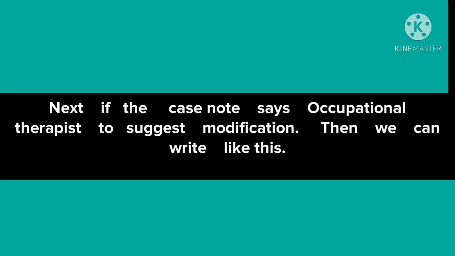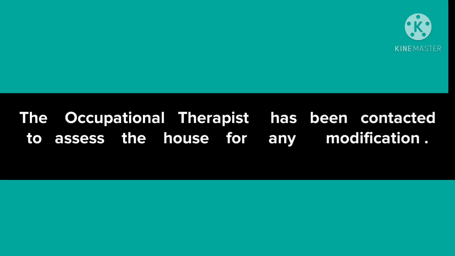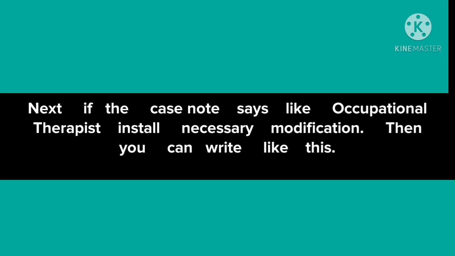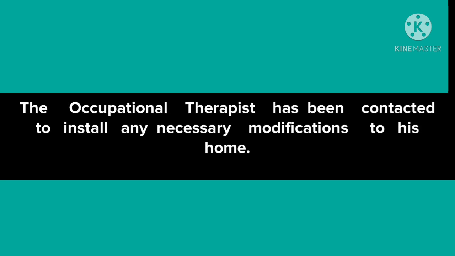Next, if the case note says occupational therapist to suggest modification, then we can write like this. The occupational therapist has been contacted to assess the house for any modification. Next, if the case note says occupational therapist install necessary modification, then you can write like this. The occupational therapist has been contacted to install any necessary modifications to his home.